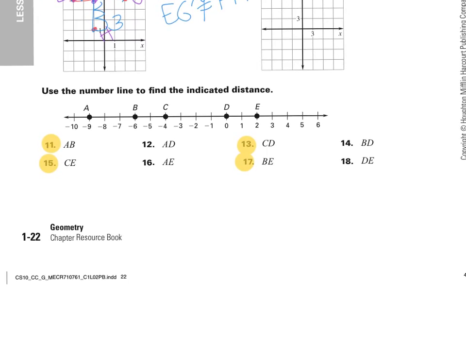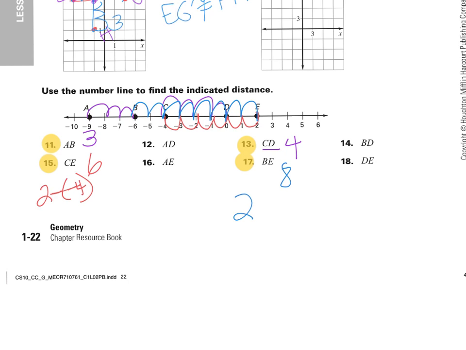Okay, this section, use the number line to find the indicated measure. So A to B, 1, 2, 3. C to D, 1, 2, 3, 4. Remember, you can always take the bigger one and subtract the smaller, so that would have been 0 minus a negative 4. CE, C goes all the way to E, so this would be 2 minus a negative 4, 2 plus 4, which is 6. And BE, 1, 2, 3, 4, 5, 6, 7, 8, or 2 minus a negative 6, which becomes 8.